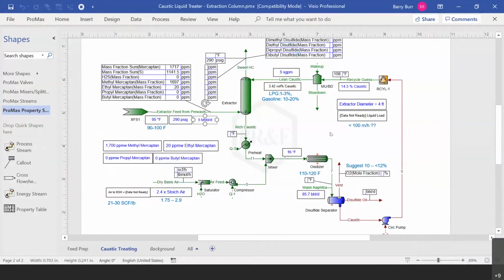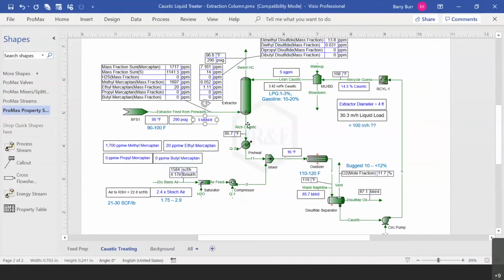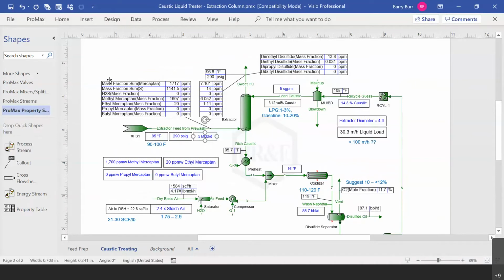So within a few minutes, once you open this model and you know the information about your caustic treating unit, you can enter the key information here and run the model, and you can start seeing what ProMax predicts to be the results. So we know what the total mercaptans are entering with the feed, and here we see the sum of the mercaptan or the resulting disulfides that are coming out, and we also see in the product the exiting mercaptans as well.